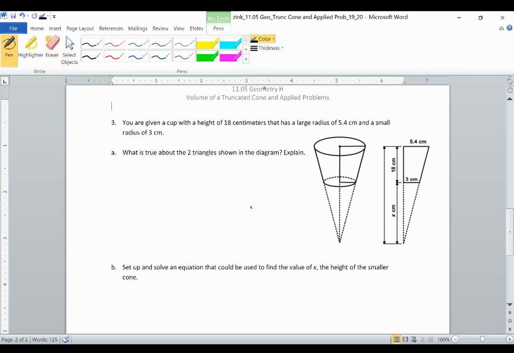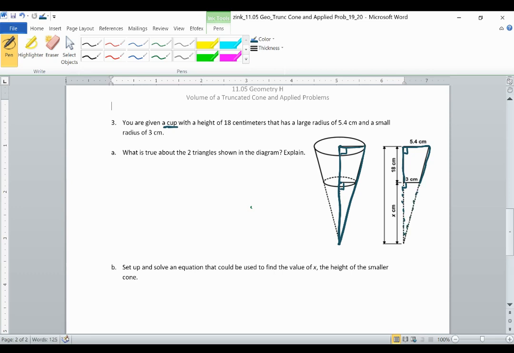From here now, it says you're given a cup with a height of 18 centimeters that has a large radius of 5.4 centimeters and a small radius of 3 centimeters. The cup, that's your frustrum, or your truncated cone. So we know that from here to here, and this big triangle, this is a right cone, so it makes a right angle right here. This triangle has been drawn outside right here.